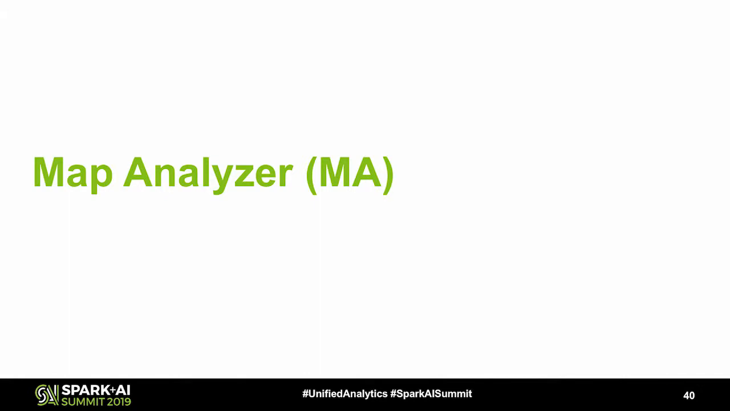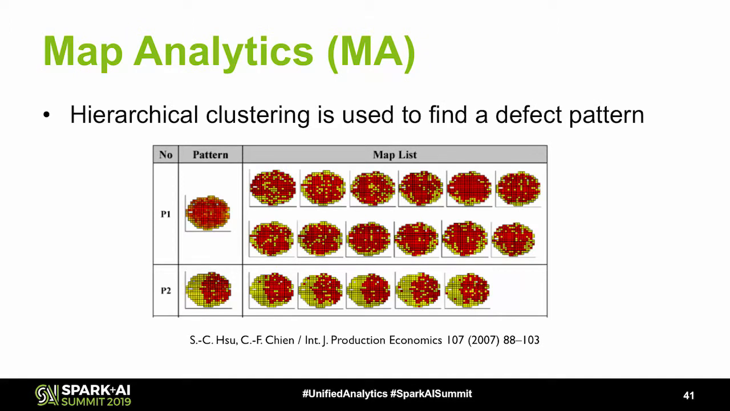So let me explain the map analyzer, which is called MA, and its use case. Map analyzer is to find the defect cluster pattern by clustering wafer maps. As shown in the figure, each wafer map has defective chips colored red in a wafer. And using the hierarchical clustering algorithm, you can find cluster patterns from wafer maps.